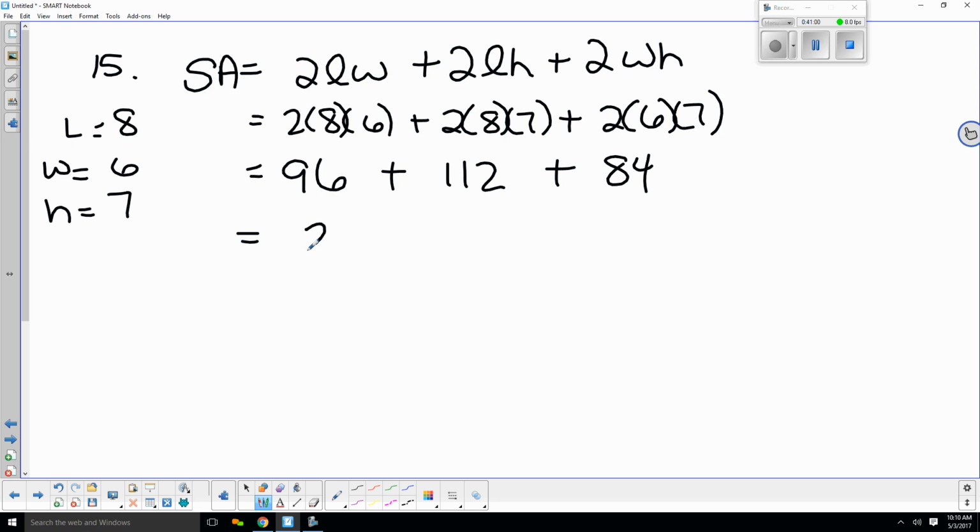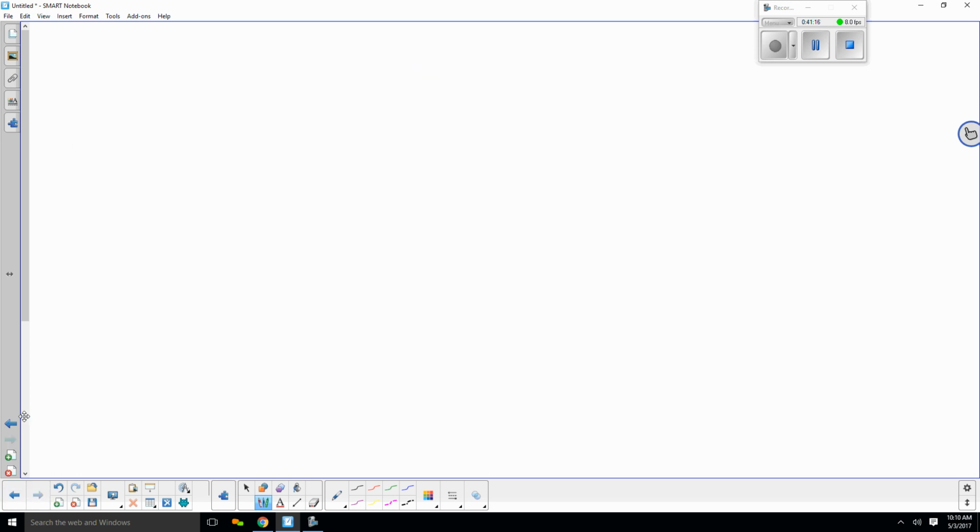So it's going to be what? 292. Okay. And my units is centimeters squared. Anybody have a question on that? 16, complete the table using the rectangular prism. You need to go through and you're going to actually have to find the surface area, the area of the base, and the volume.